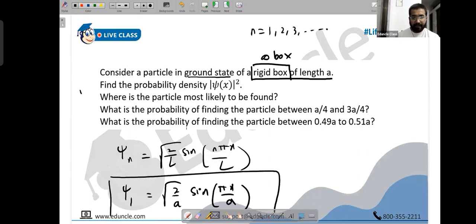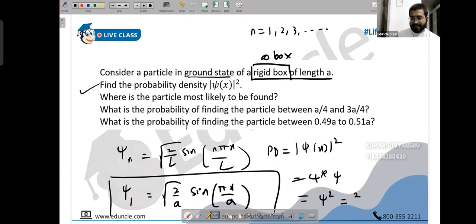That's the ground state. Probability density is mod psi x squared, that's nothing but psi star psi. But it's real anyway, so it is just psi squared. If you square this, root squared is 2 by a, and sine squared becomes sine squared of pi x by a. Probability density, that's also done.